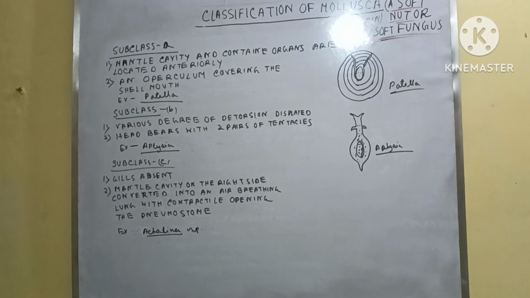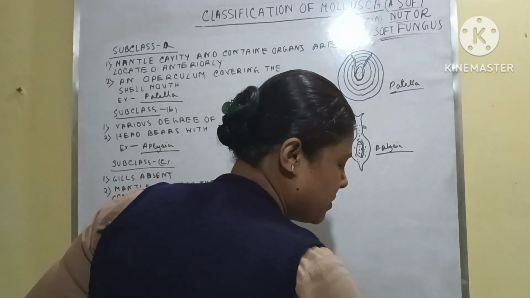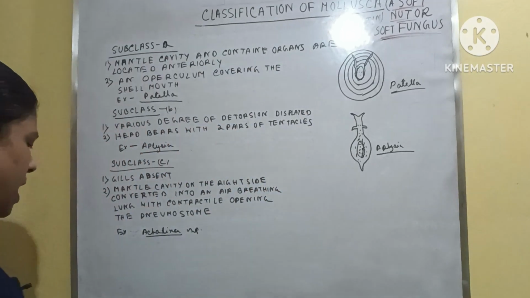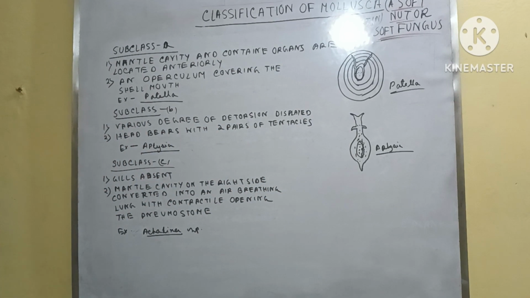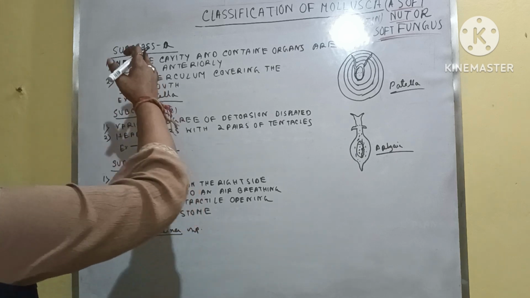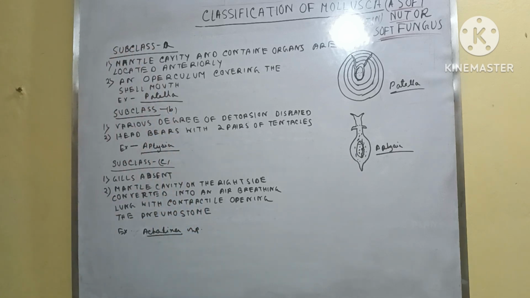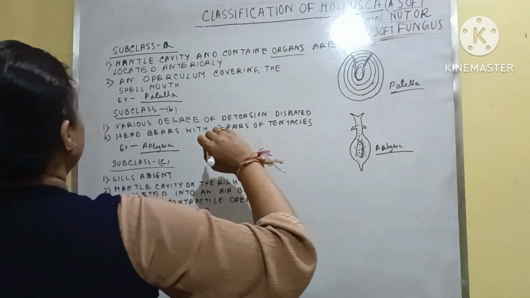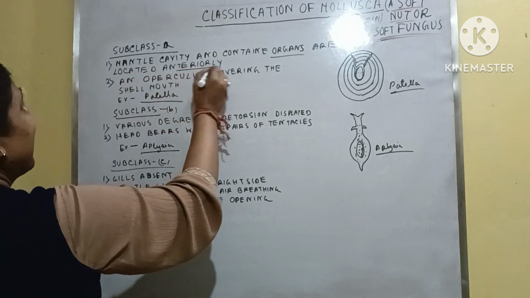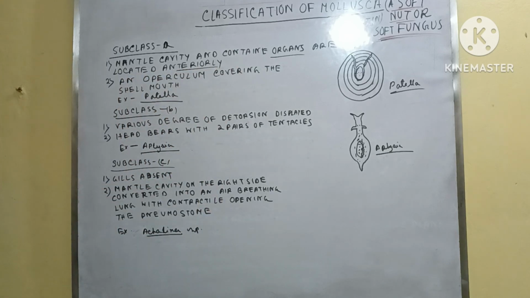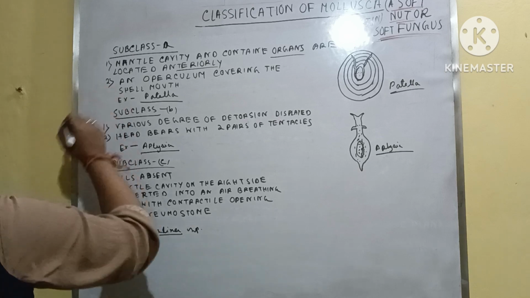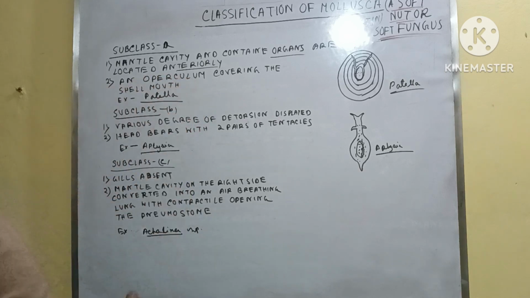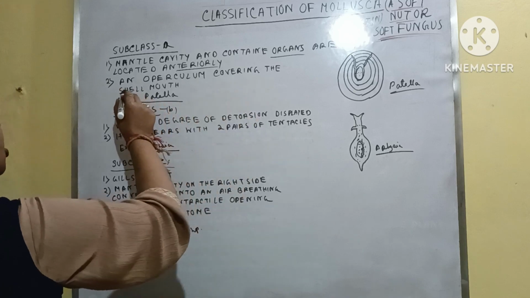So under Gastropoda, first one is the Prosobranchia, the second one is the Opisthobranchia, and the third one is the Pulmonata. Clear? In case of Prosobranchia, the first feature is that the mantle cavity contains organs that are located anteriorly. All are located anteriorly. The second point is that an operculum is present that covers the shell mouth.